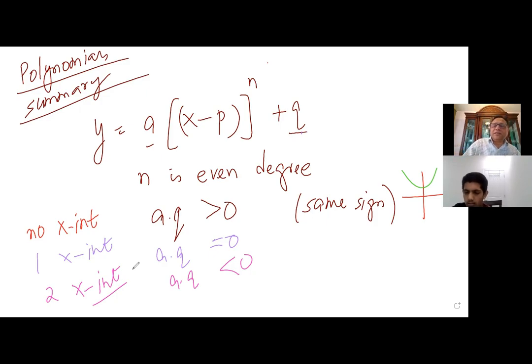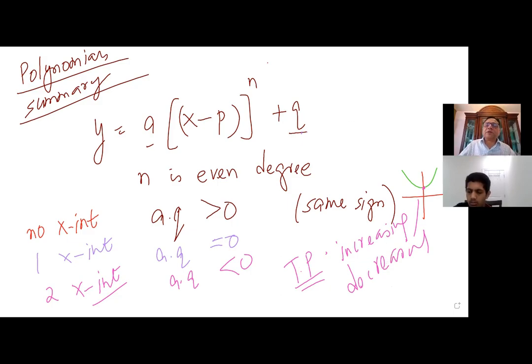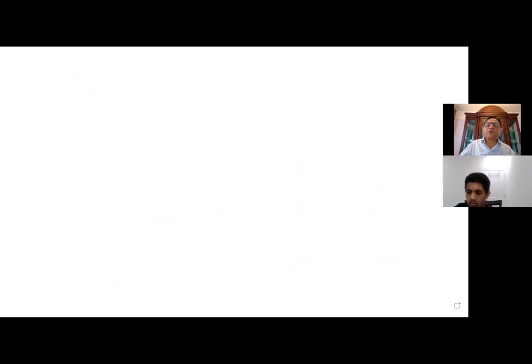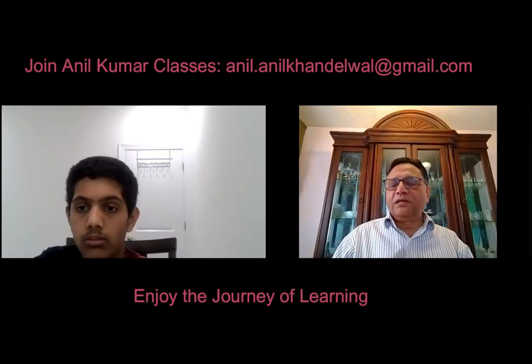And also you can see, since there is a turning point, right? There is a turning point. And therefore, we have both an increasing interval and a decreasing interval. Is that clear? So that is the summary of these types of polynomials. So I hope this concept is absolutely clear.